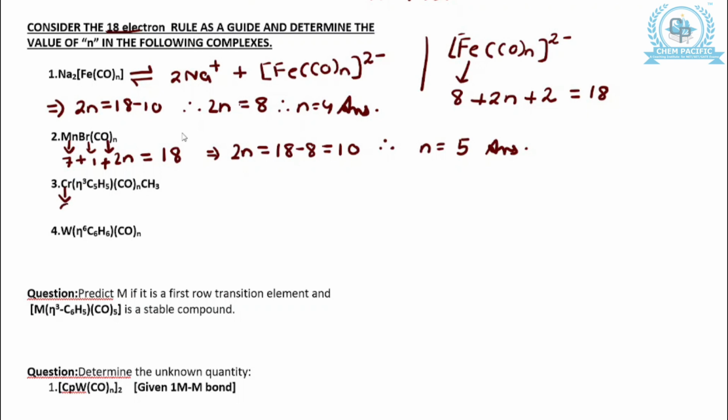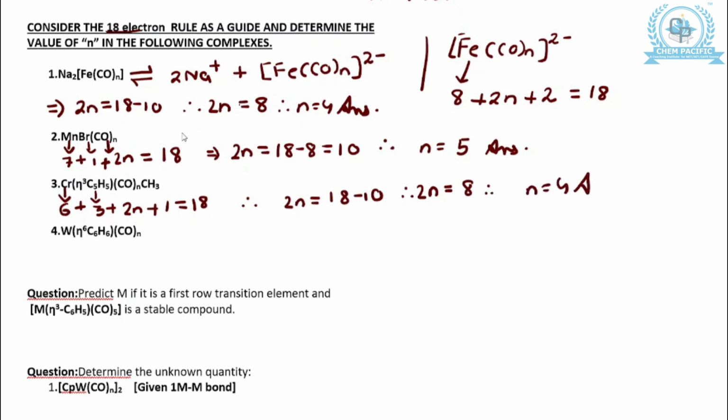Now the next one. Chromium has valence electron 6. Each eta 3 mode, obviously, you have to add 3. For this, you have to do 2n. And CH3 is a one electron donor. This is equal to 18, right? And therefore, you find 2n is equal to 18 minus 10. Therefore, 2n is equal to 8. And therefore, n is equal to 4. So this is the correct answer.